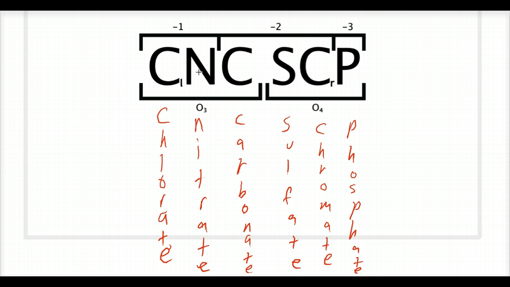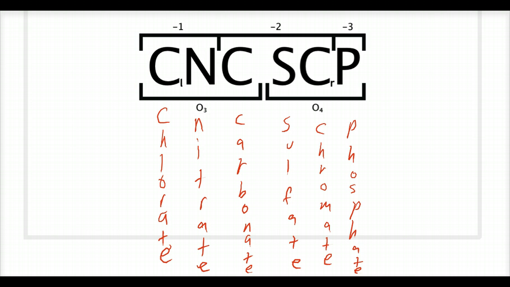And how it works is you have the charge up top, -1, -2, -3. And you have the number of oxygens on the bottom. What I mean by that is, if we're looking at this, I'll switch colors, ClO3 is -3.